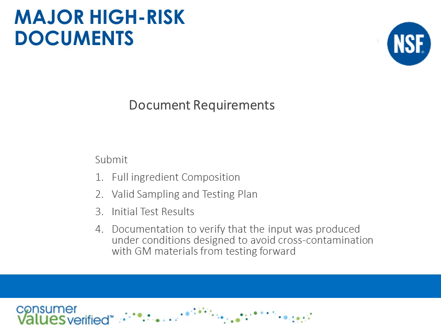So let's get into a little bit more detail about requirements for major high-risk inputs. If a high-risk input is from a crop, you'll need a valid sampling and testing plan that describes the sample size, lot size, where the testing takes place, what type of test is used, testing frequency, and the lab selected for testing, as well as action thresholds for acceptance.